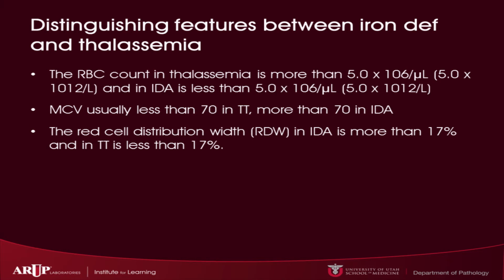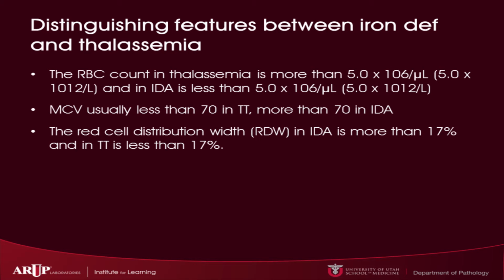That's one of the common, important parameters when we try to distinguish between iron deficiency and thalassemia, because the MCV can be very similar between both of these. The mean cell volume can sometimes have a lot of overlap. However, in thalassemias, usually the MCV is less than 70. In iron deficiency anemia, it's usually either more than 70 or in the lower range of normal.